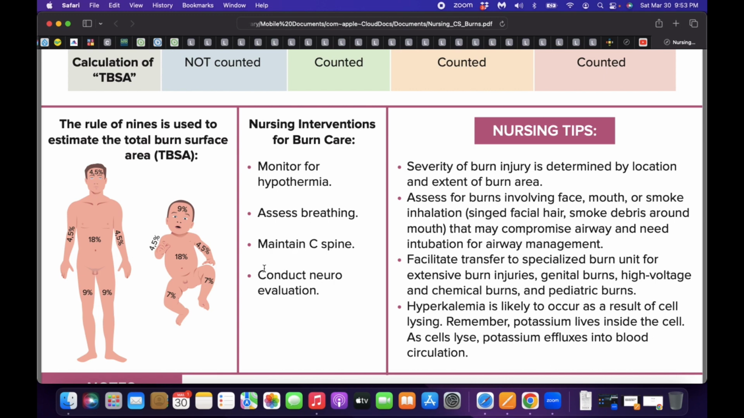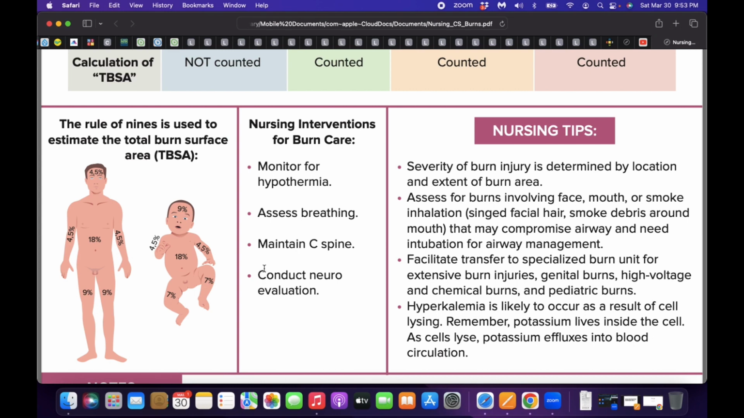The front and back of each arm and hand equal 9% of the body's surface area. The chest equals 9% and the stomach equals 9% of the body's surface area. The upper back equals 9% and the lower back equals 9% of the body's surface area.